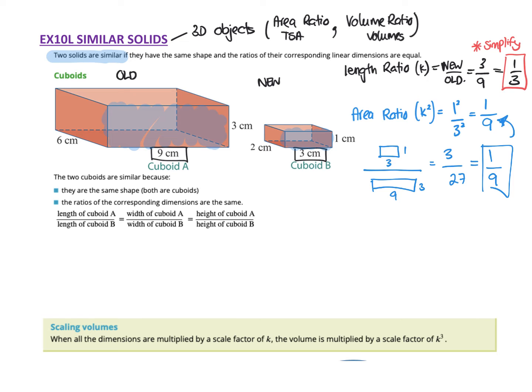Now the last one we're going to look at is volume ratio. Who's going to have a guess? What do you think you have to do to the K value if you're trying to find the volume ratio? Cube it, yeah? Good, so you cube it. In this example, it'll be 1 cubed over 3 cubed. Remember, we always go back to the length ratio and use that. So that will equal 1 over 27.